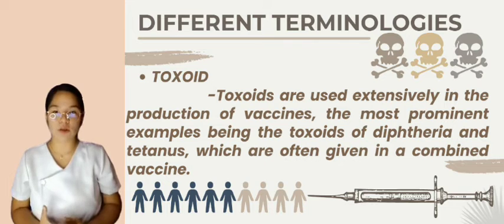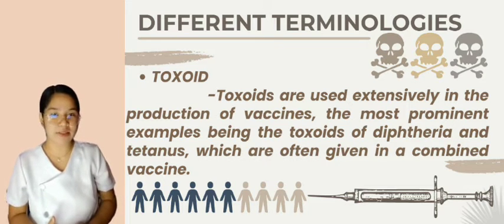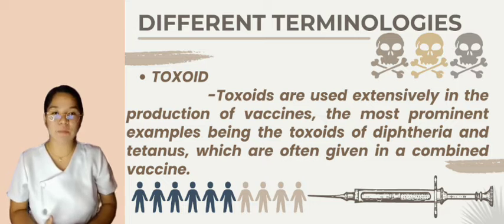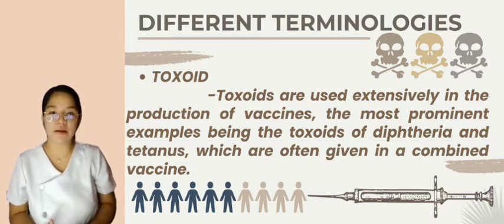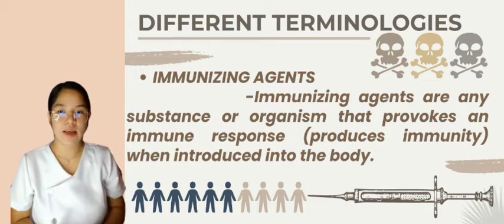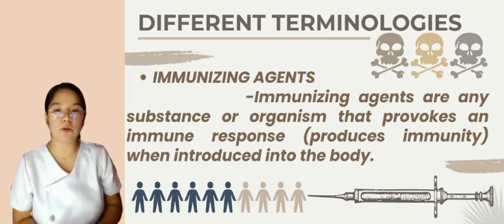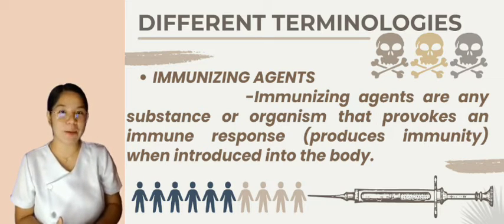Next, we have toxoids. These are used extensively in the production of vaccines. The most prominent examples are the toxoids of diphtheria and tetanus, which are often given in a combined vaccine. We also have immunizing agents. These are any substance or organism that provokes an immune response when introduced in the body.